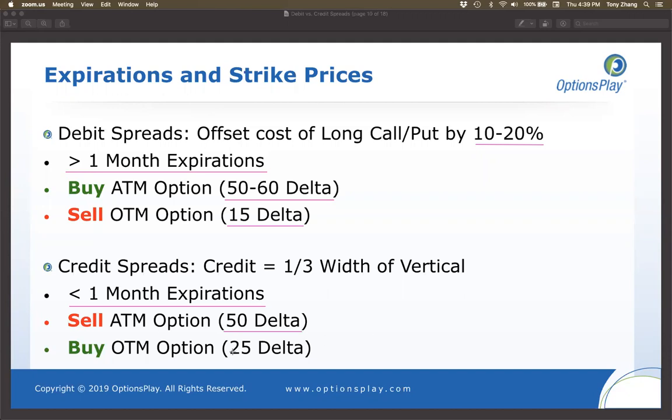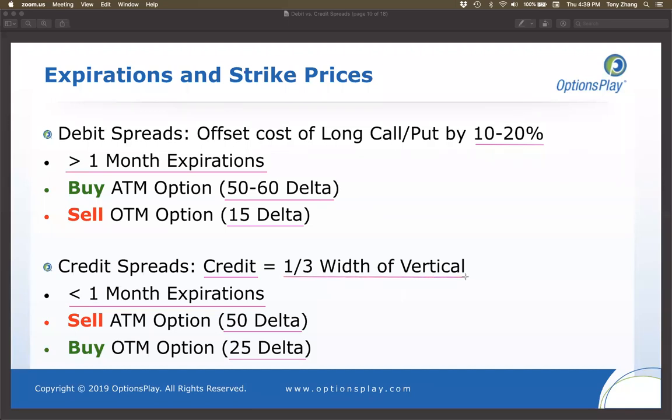And then what we generally find from our research is that to have the maximum yield on a credit spread, you want to buy back about a 25 delta call or put. So an out of the money call or put, but not as far out as you would if you were buying as you were selling on that credit spread. And if you follow these types of rules, what you'll generally find is that the credit that you receive will roughly be 1/3 of the width of the vertical.